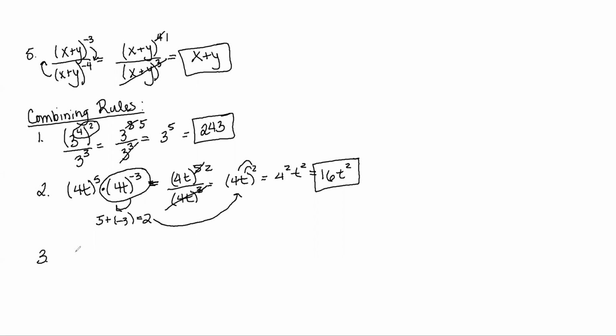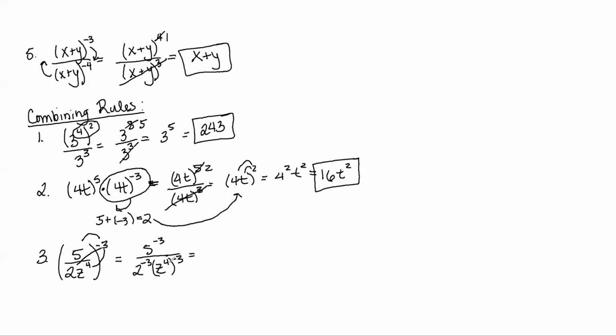Number 3, 5 over 2z to the 4th, all in parentheses to the -3rd. All right, so this is another one where we can either flip the fraction and make it positive, or distribute first. I'm going to stick with distributing first to every single part of our terms. So 5 to the -3rd over 2 to the -3rd, and then z to the 4th to the -3rd. So be careful with that exponent.